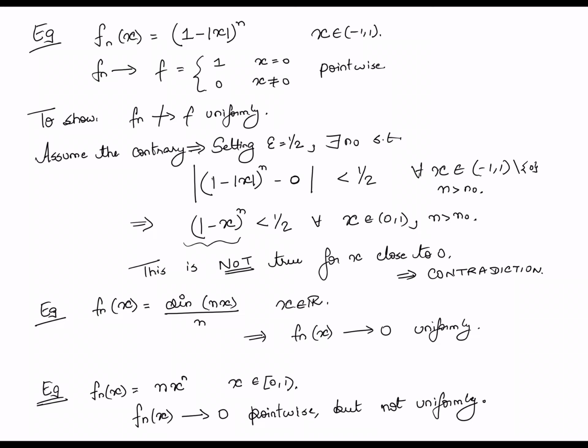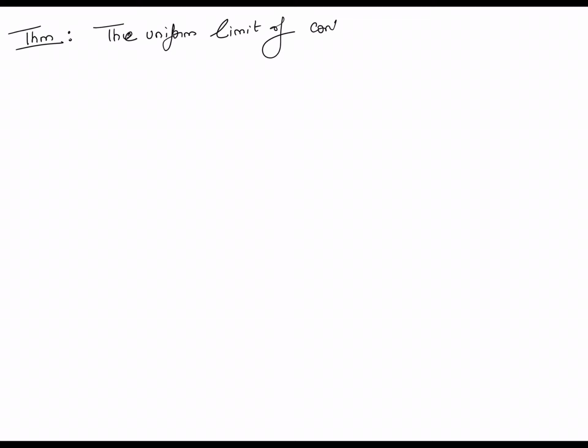now let us prove the claim that I had made earlier, namely that the uniform limit of continuous functions is continuous. The uniform limit of continuous functions is continuous. Okay, I've written this in kind of short form. In long form, the statement of the theorem would be as follows.